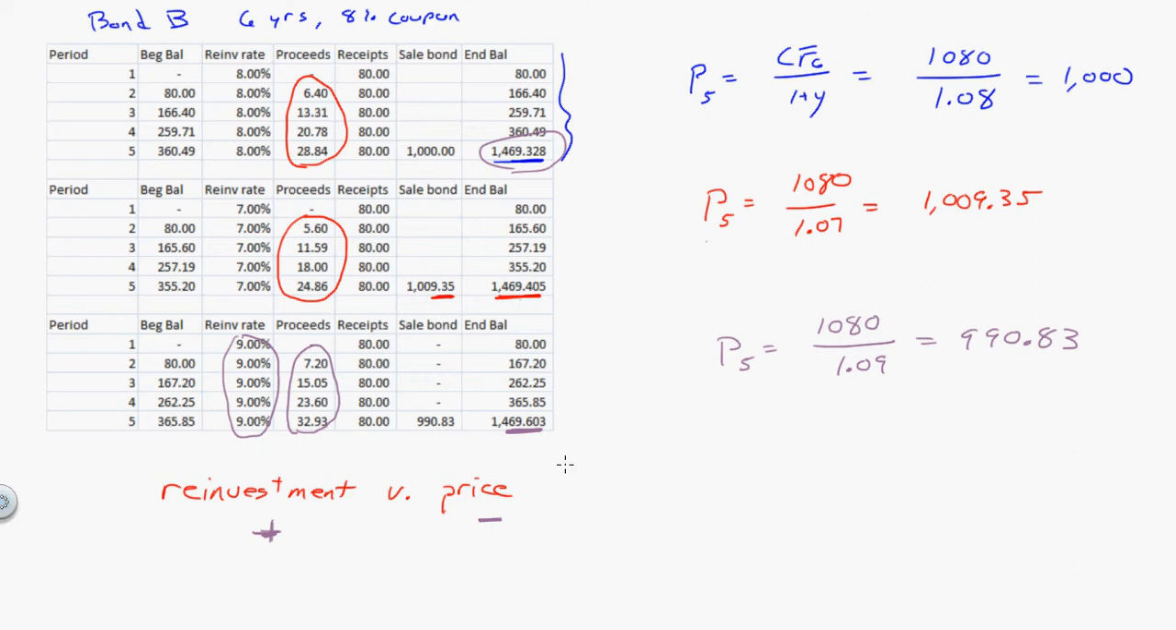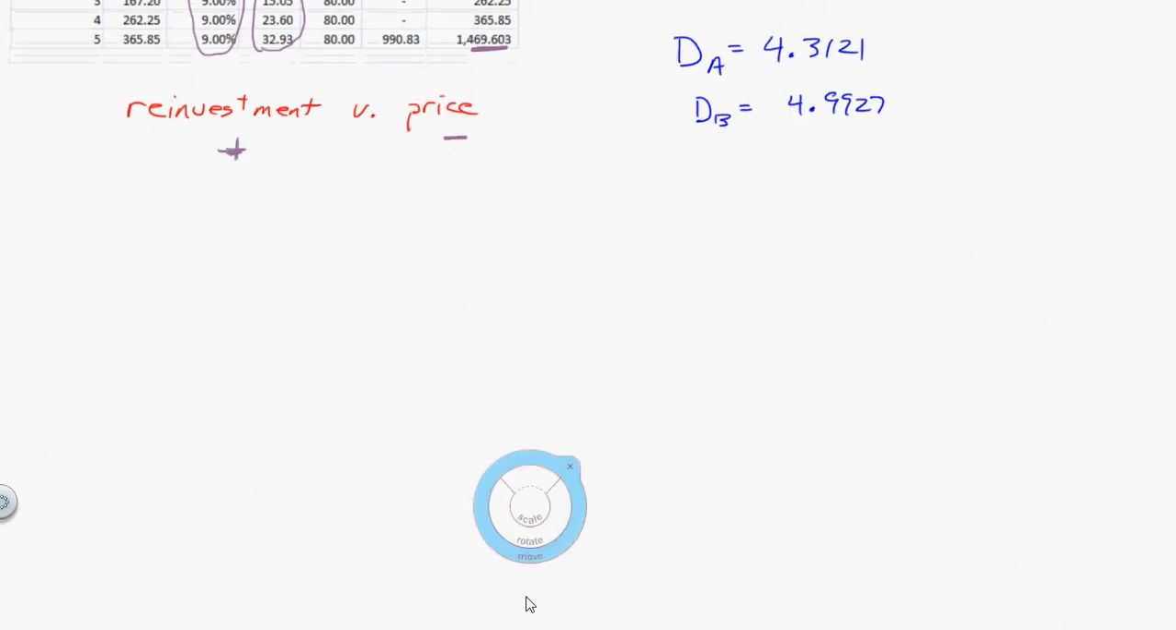So how did I know? If I chose bond B, it really doesn't matter what happens to interest rates. It's a few pennies, but it's not a big deal. If I chose bond A, I lost by several dollars. So what's going on? What we want to look for is not the maturity, but the duration. The duration of bond A is equal to, let me look that number up real quick. Okay, the duration of bond A is equal to 4.3121. The duration of bond B is equal to 4.9927.